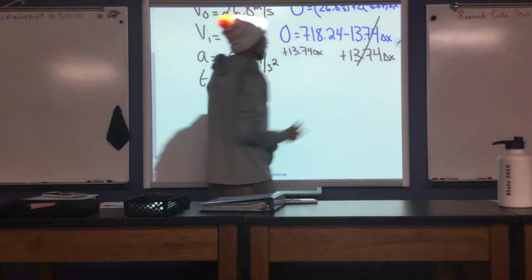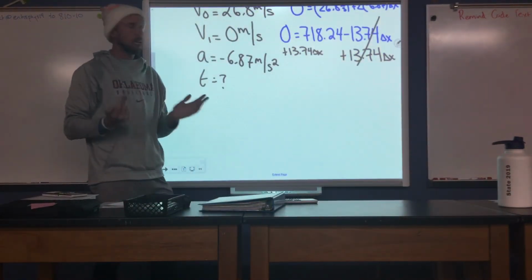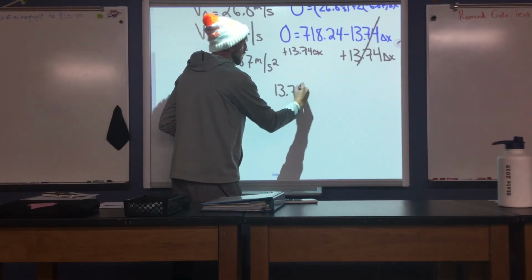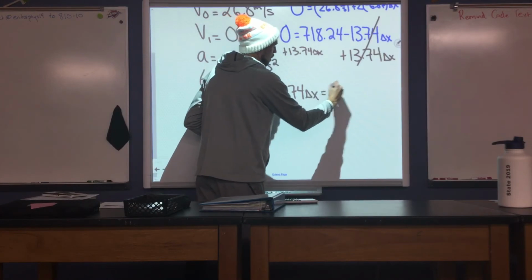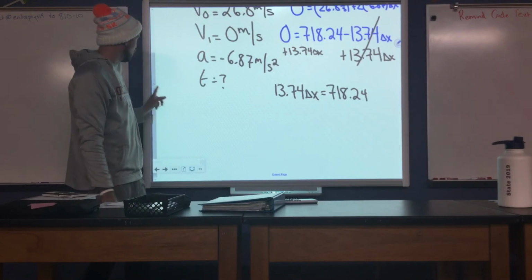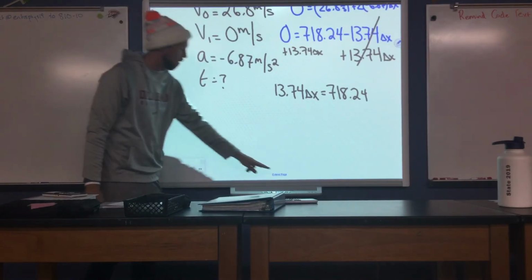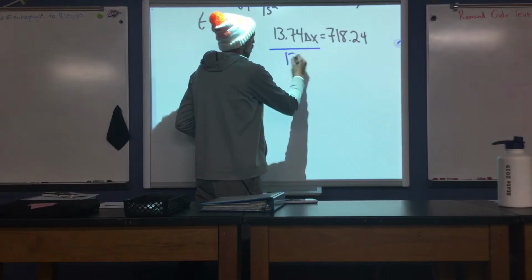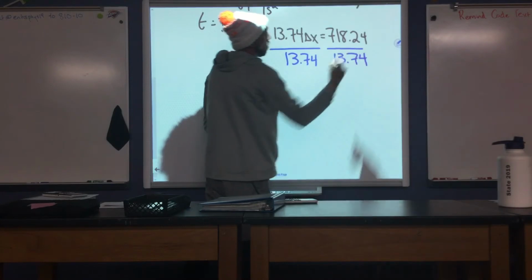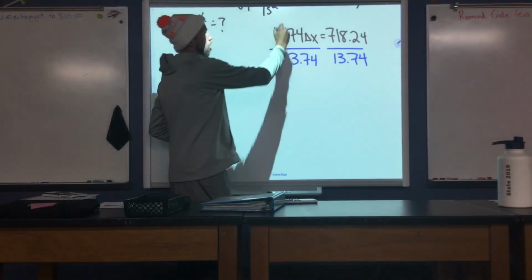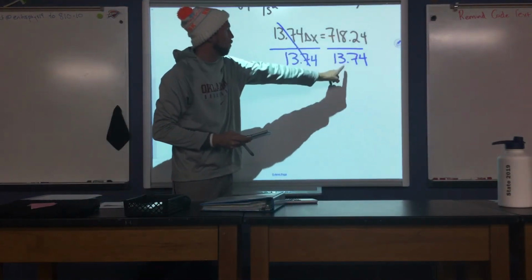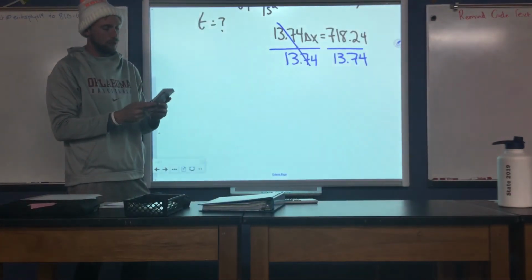So 13.74 delta x, 13.74 delta x, those will cancel out. And we'll be left with an expression that looks like this. 13.74 multiplied by delta x is equal to 718.24. And now, to get delta x by itself, we just need to divide by 13.74. We have to mirror that and do the same thing on the other side to make sure our equation stays equal. So delta x is now going to be 718.24 divided by 13.74.